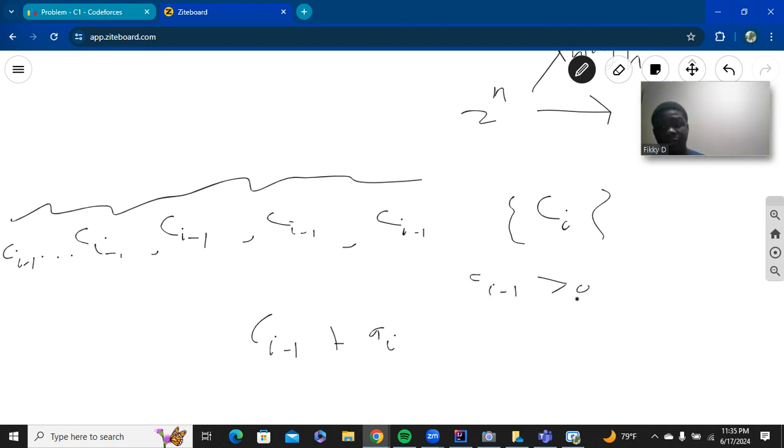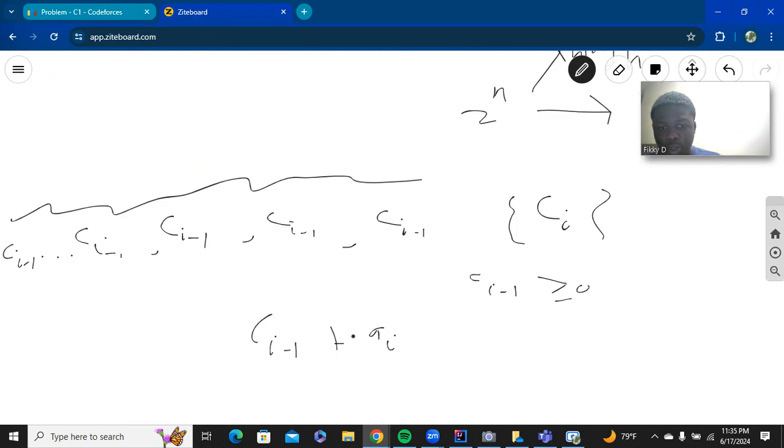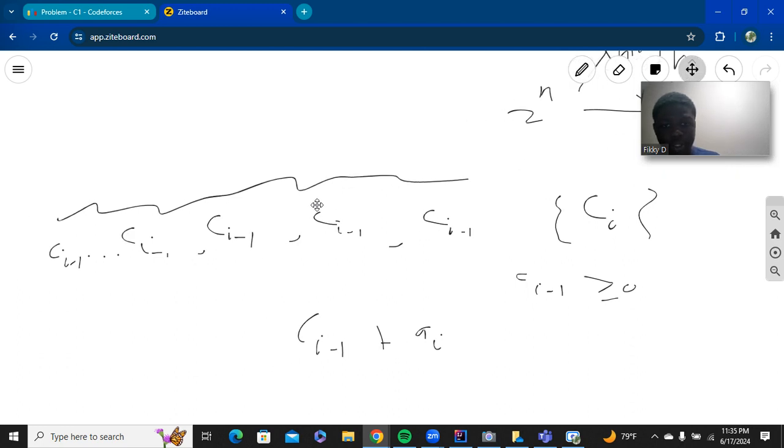Let's say c sub I is positive. If c sub I minus 1 is a non-negative integer and we add a value to this non-negative integer, then obviously we know that a sub I is fixed no matter what. So obviously we would take the highest value of c sub I minus 1. Out of all the possible values that we can record for c sub I minus 1, only the maximum matters in the case that c sub I minus 1 is positive.